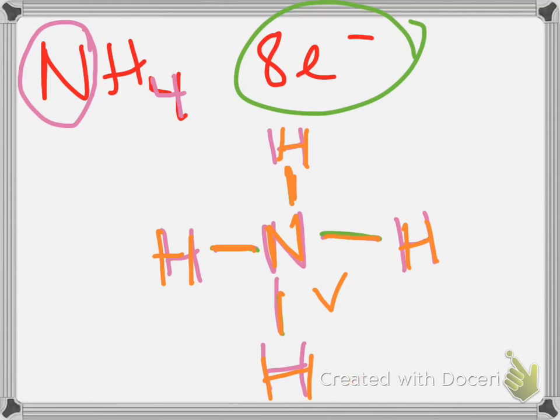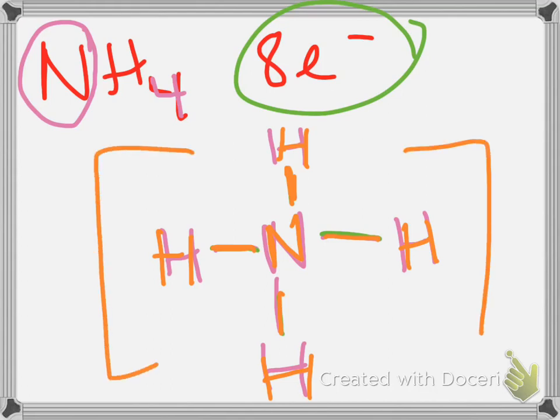But there's something special about compounds that have charges. What we need to do is, once we're done drawing the structure, we put this whole compound in brackets and put the charge right outside of it. This means that this entire compound right here has a +1 charge. This whole compound as a whole, altogether, is missing 1 electron. So this would be our final answer.